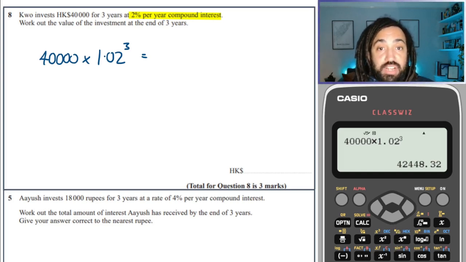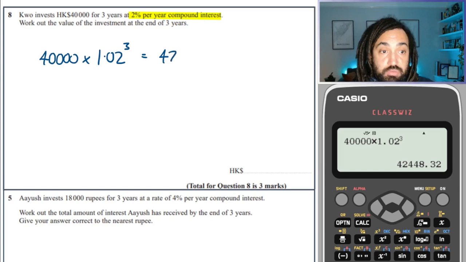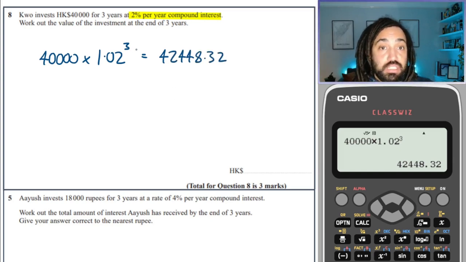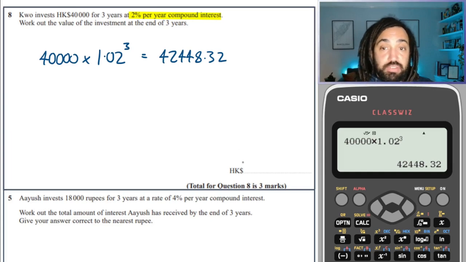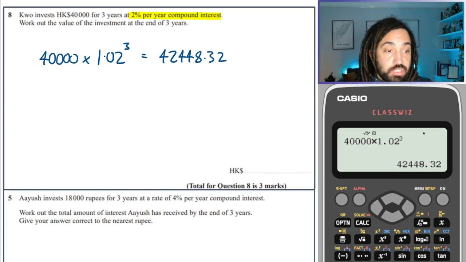It says work out the value of the investment, so we want to write out everything which is in the account, which is this. And that's perfect. That's job done. Easiest one so far.